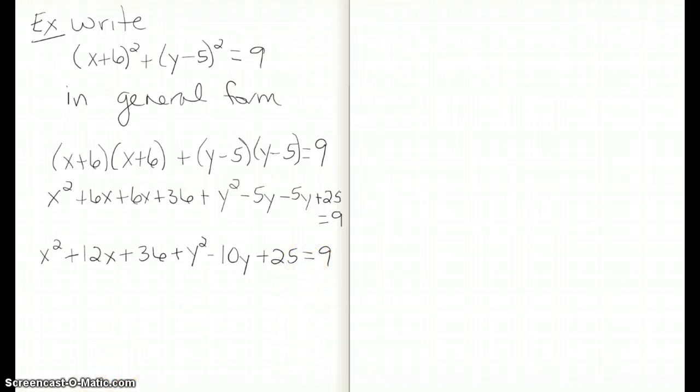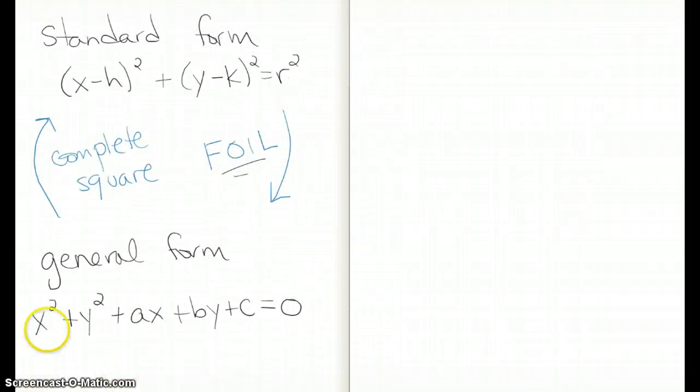Let's go back one page and look at our general form here. Notice that it's all the squared stuff first, then all the stuff to the first power, x to the first and y to the first. All that stuff next, and then a constant term, and then it equals 0. So let's get all those x squared and y squared first, then we'll put all the x's and y's, and then we'll see if we can get a constant and make it equal 0.